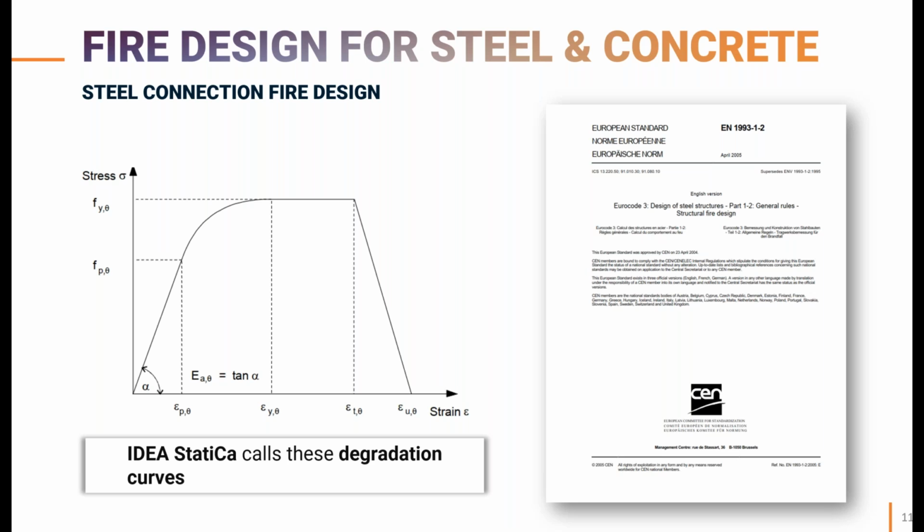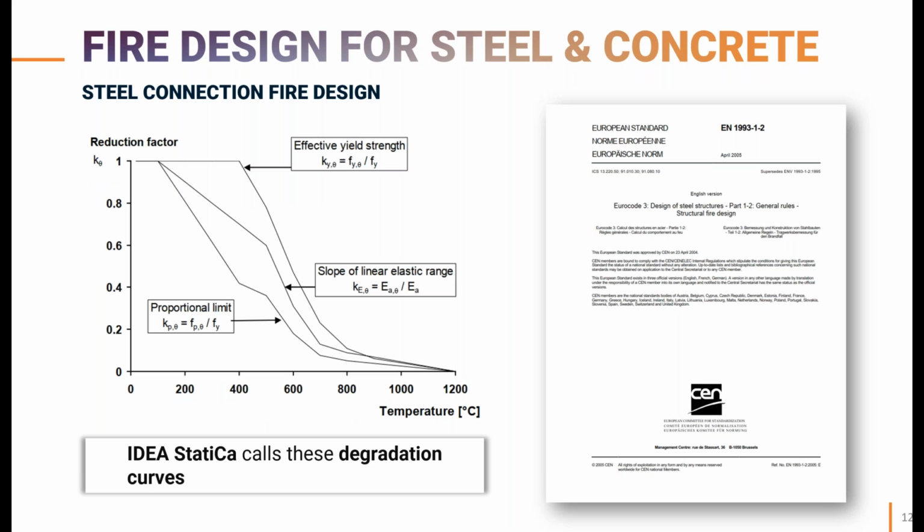And in IDEA StatiCa, we call these degradation curves to show that as the temperature rises, some of the resistance values drop. To say it simply, there are reduction factors for properties of the materials, either the steel or the concrete. In this case, we display this for the steel. And as the temperature increases, all of these reduction factors introduce a significant drop to the corresponding property.